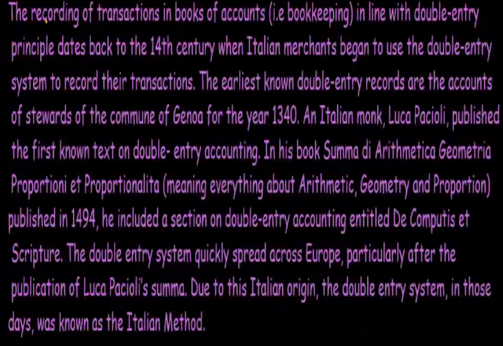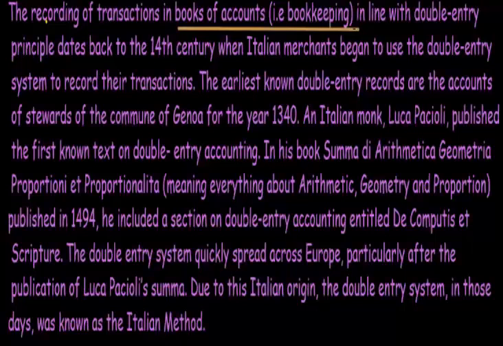History background of double entry. The recording of transactions in books of accounts, that is bookkeeping, in line with double entry principles, dates back to the 14th century when Italian merchants began to use the double entry system to record their transactions. The earliest known double entry records are the accounts of stewards of the Commune of Genoa for the year 1340. An Italian monk, Luca Pacioli, published the first known text on double entry accounting.